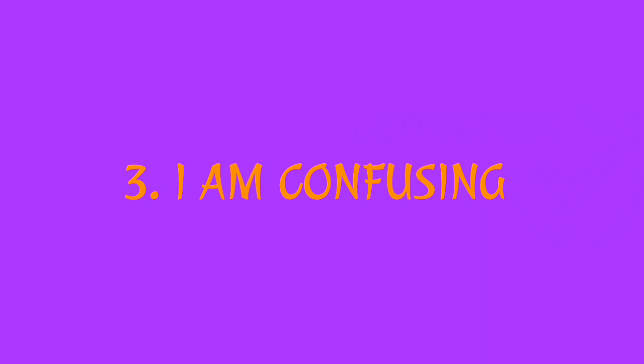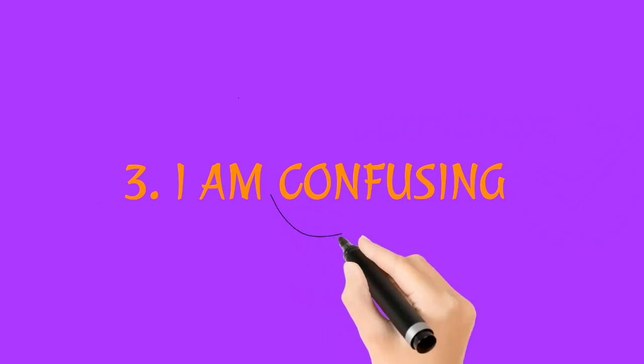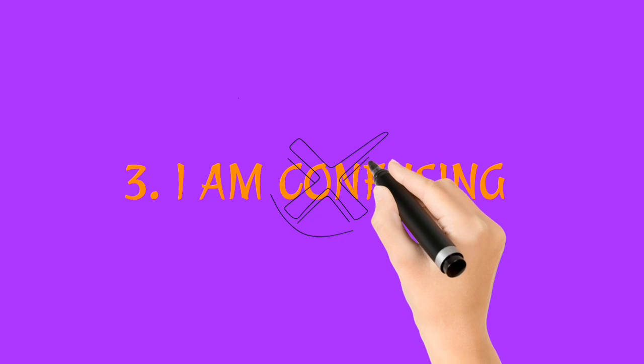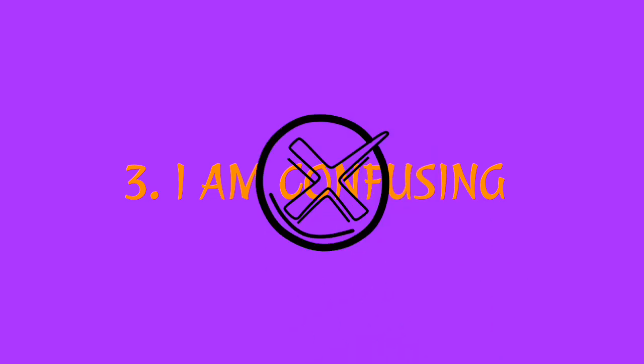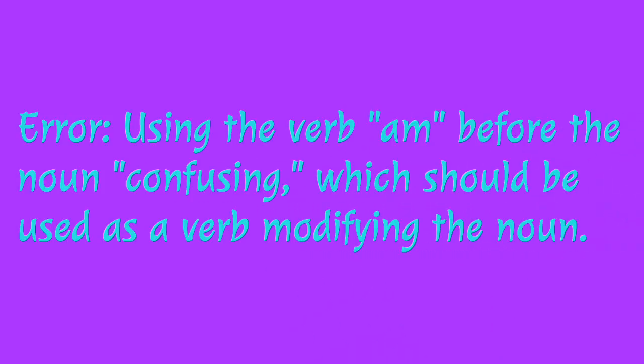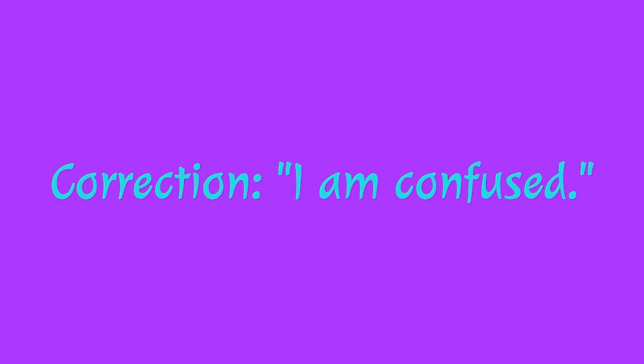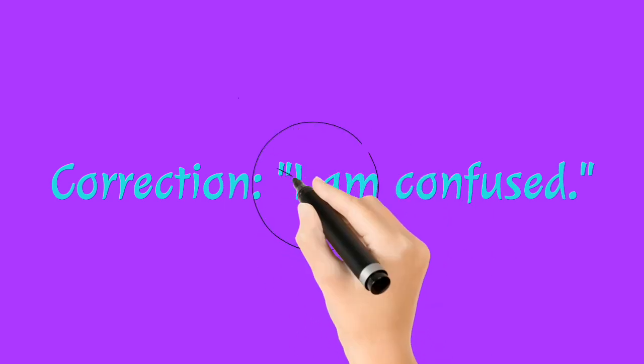Number 3. I am confusing. This sentence is also grammatically incorrect. Using the verb am before the noun confusing, which should be used as a verb modifying the noun. So the grammatically correct sentence is, I am confused.